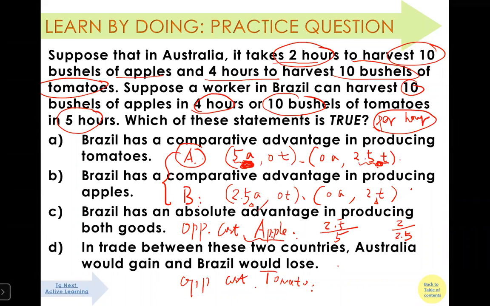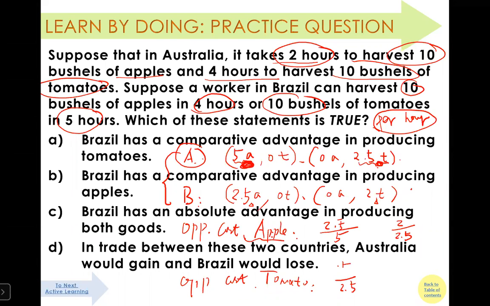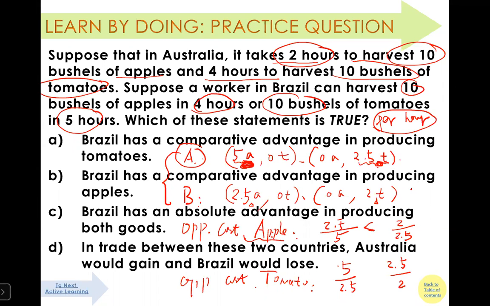Opportunity cost, right, 2.5. So tomato now, in order to produce 2.5 tomatoes, they give up 5 apples. And then in order to produce 2 tomatoes, they give up 2.5 apples. Right, so the opportunity cost of apple is smaller in Australia. The opportunity cost of tomato is going to be smaller in where? Brazil, right? So now we look at the options.